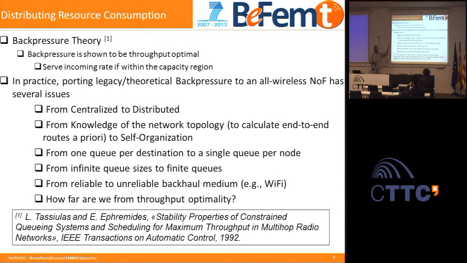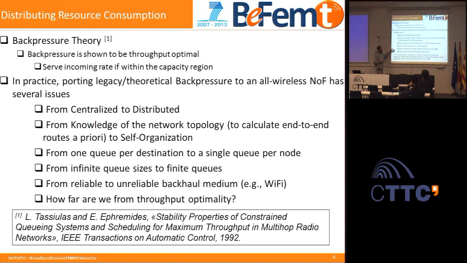So we are moving from centralized decision points to distributed decision points. We don't want global knowledge of the network. In this sense, we are kind of self-organized, if you want, because we are taking decisions based on local information. We go from one queue per destination, as the original paper assumed, to a single queue for all destinations, like a regular Wi-Fi interface. From infinite queue sizes that you had in the theoretical paper to finite queue sizes.